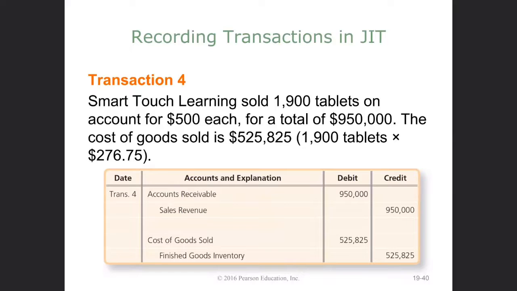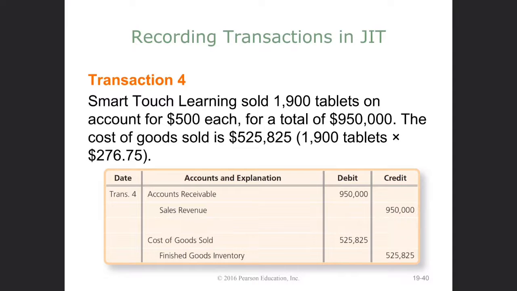Smart Touch Learning sold 1,900 tablets on account for $500 each for a total of $950,000. The cost of goods sold is $525,825. So they have 1,900 tablets times $276.75.